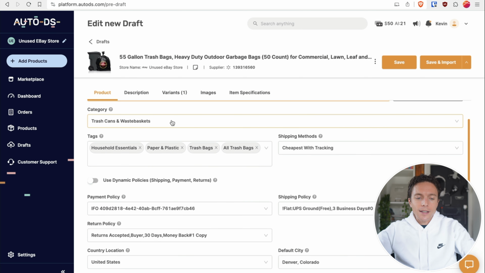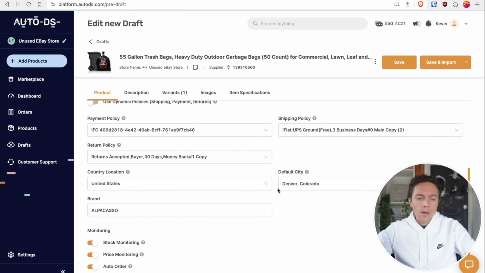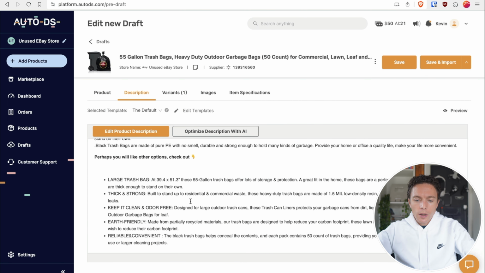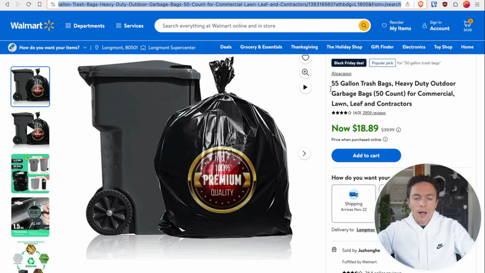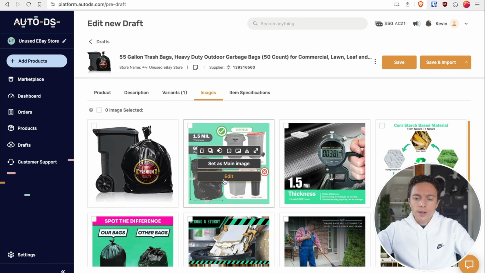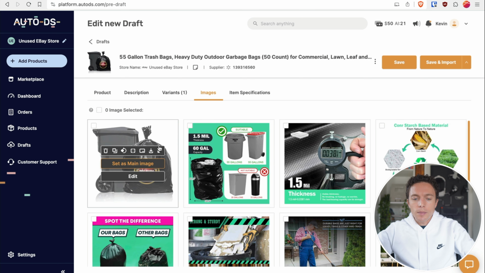It automatically selects a category, which I have found to be like 100% accurate. It creates tags automatically. It automatically assigns shipping policy, payment policy, return policy. It brings in the description right here, which you can go ahead and edit if you want. If there's different variations, meaning if this is available in different colors or different sizes, you'd be able to see these variations in here, and you can include those in your listings if you wanted to. This also brings in all of the images, and you can select which one you want to be the main image.